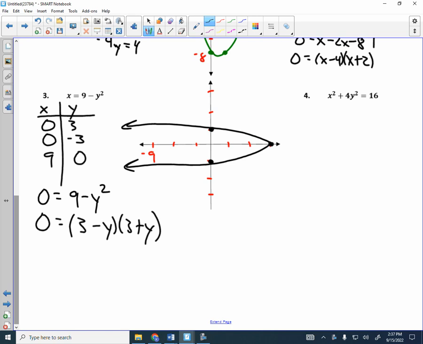All right. Okay, so let's determine another point on the graph. If you plug in something for X, how many solutions do you get for Y? 2. So let's just plug in something for Y. What is a Y value that you'd like to plug in?